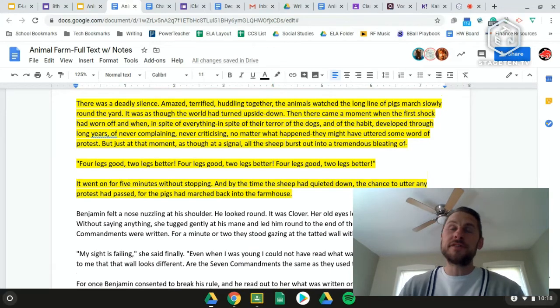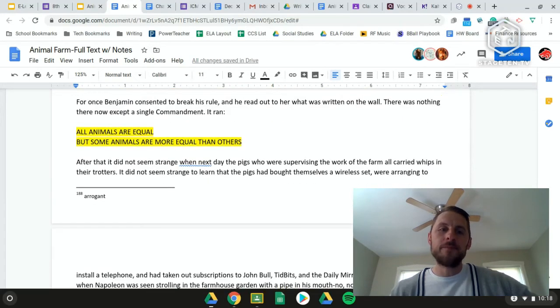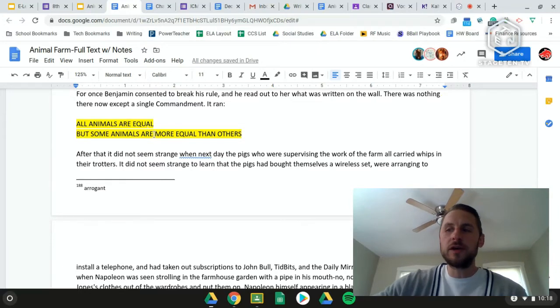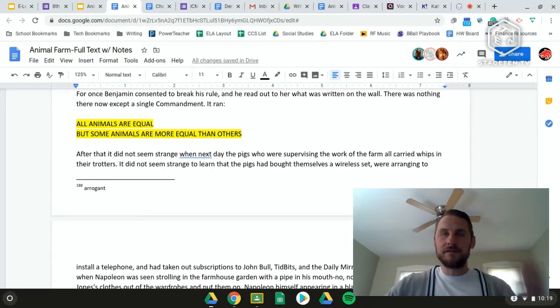So now we've seen the pigs. They're not doing any physical labor. Now they're walking on 2 legs and they're carrying whips. And it comes to the point where there is only one commandment left on the barn. And it says, all animals are equal, but some animals are more equal than others. Now, hopefully, I know you all can see the irony in this, because if you think back to math, equal means the same. There is no such thing as more equal. If you have 5 and 5, they're equal. You can't get any more equal than that.